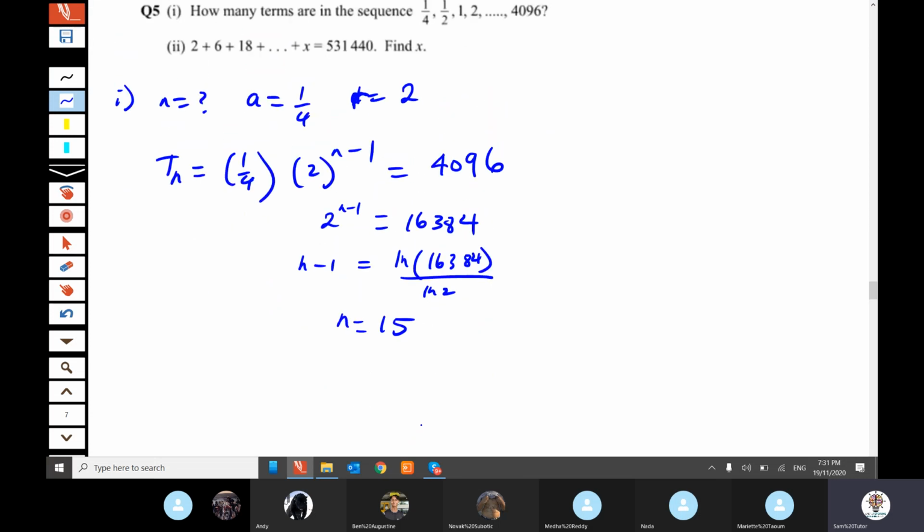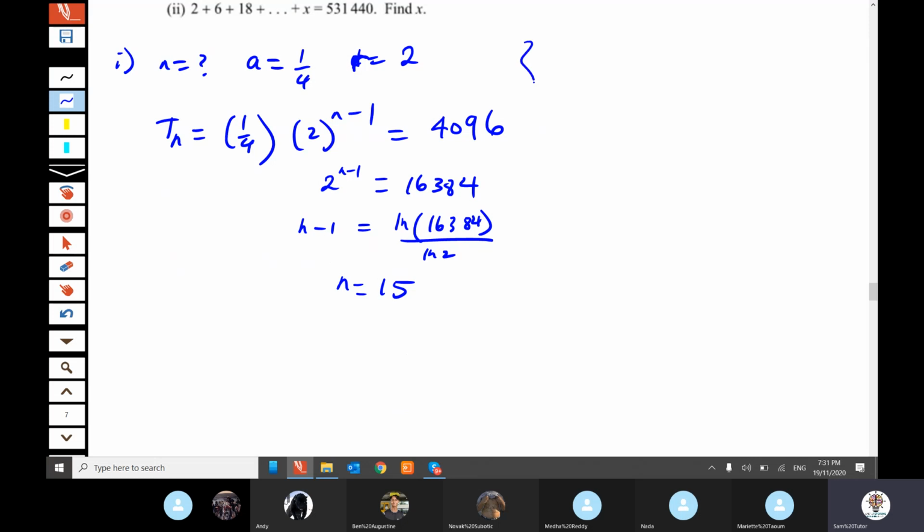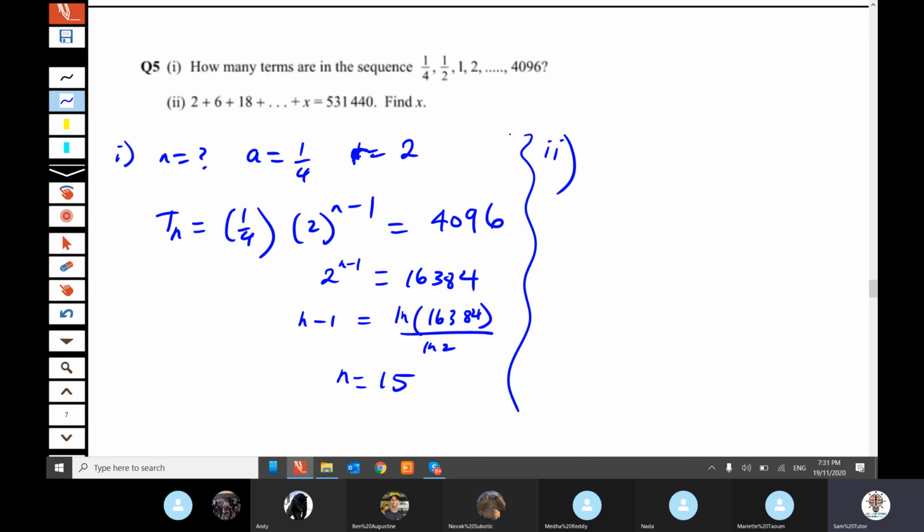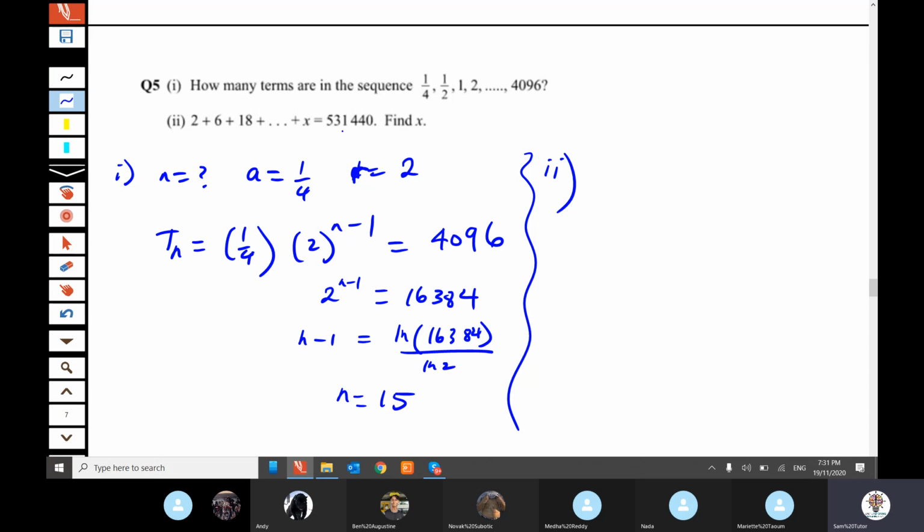Let's do it. 2 plus 6 plus 18 plus ... equals 531,440. When I see a plus sign, I'm thinking, is it Tn or is it the sum? So Sn equals, let's just write it since we're here. Again, the sum we know is 531,440. A is 2.